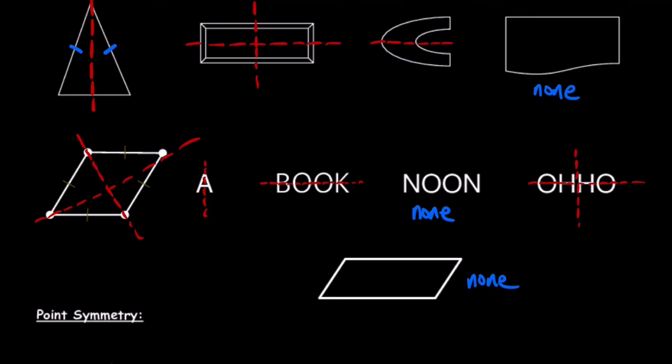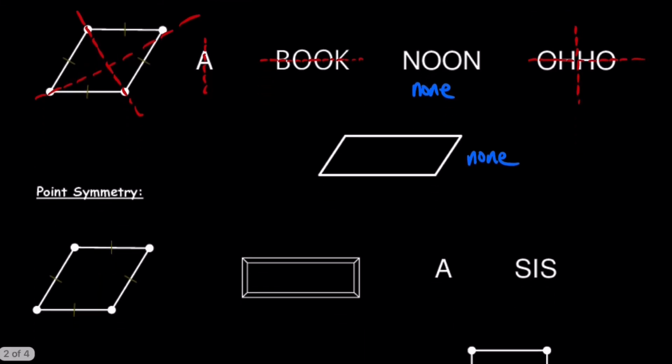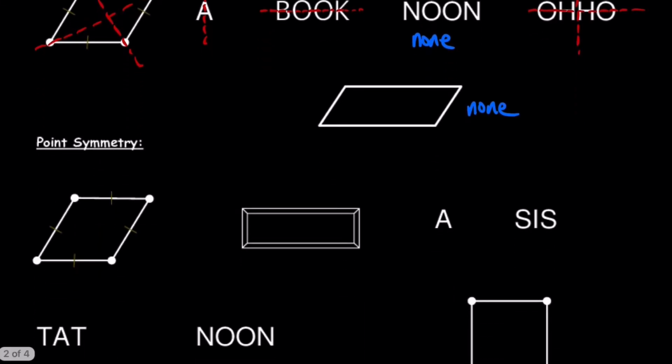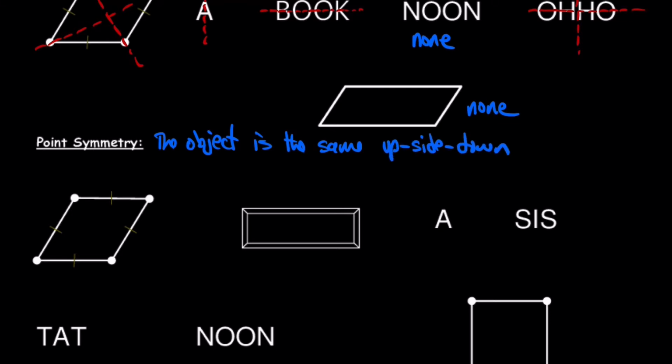Now it gets a little bit more challenging. Point symmetry. Point symmetry is if a shape has symmetry after a point reflection. That's kind of hard to visualize. So another way you can test point symmetry is if the object is the same upside down. Is the object the same upside down?